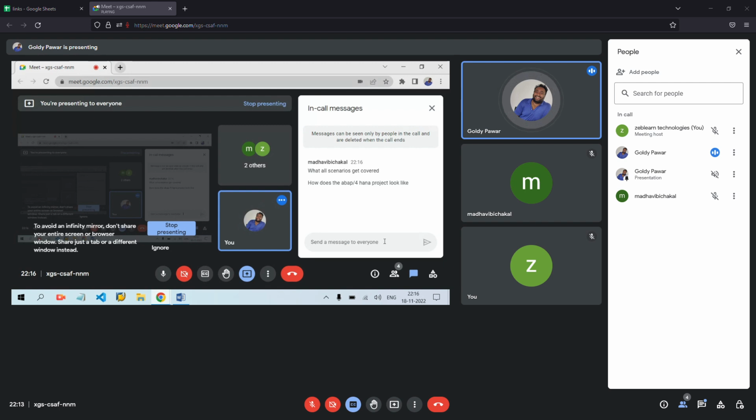What all scenarios get covered? How does the ABAP for HANA project look like?